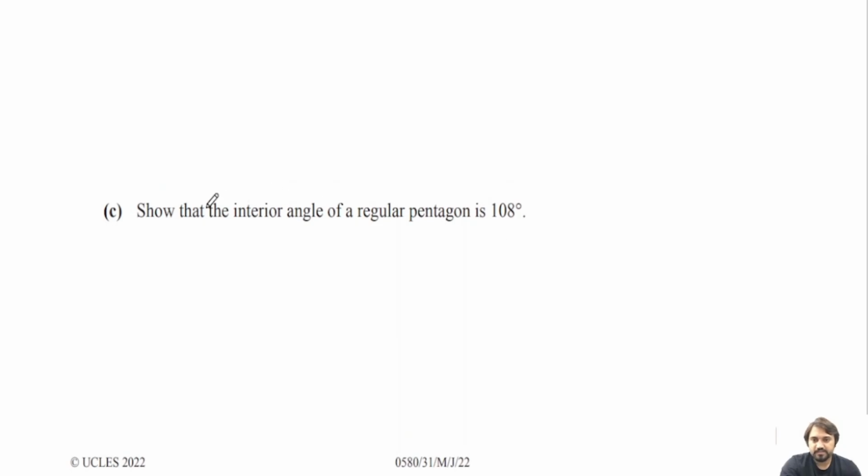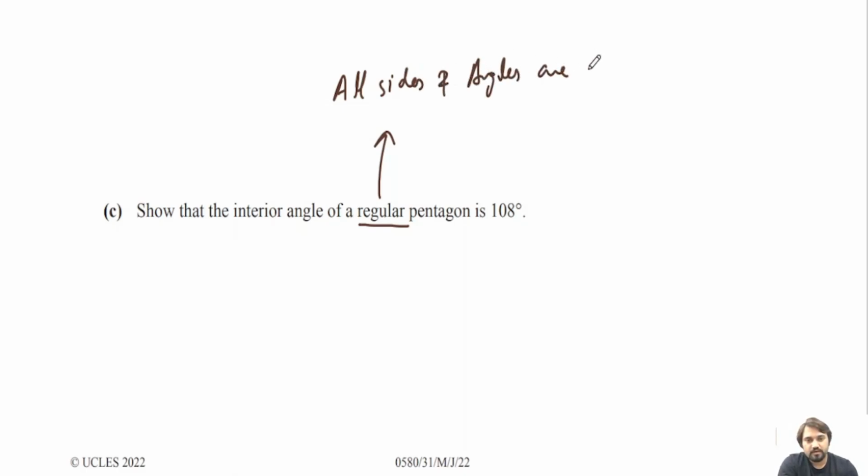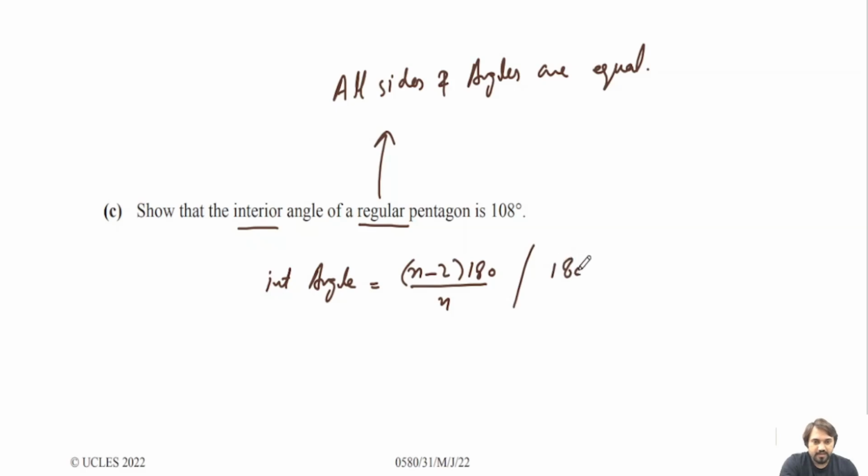Now C part is show that the interior angle of a regular pentagon is 108 degree. Regular means all sides and angles are equal. Now we need to calculate one interior angle. So we have the formula of interior angle. Interior angle is equal to (n minus 2) into 180 divided by n, or 180 minus 360 degree divided by n. When you take the LCM of this one, you will get (n minus 2) into 180 divided by n.